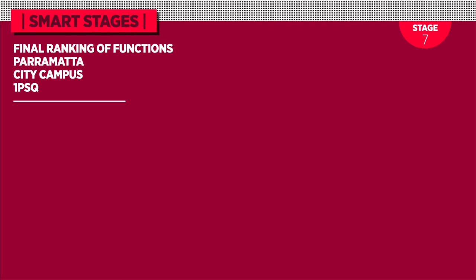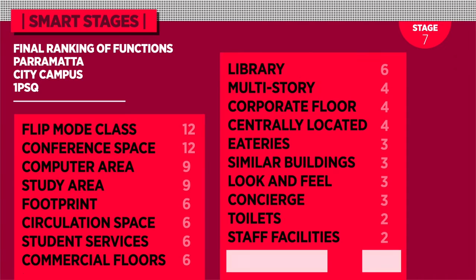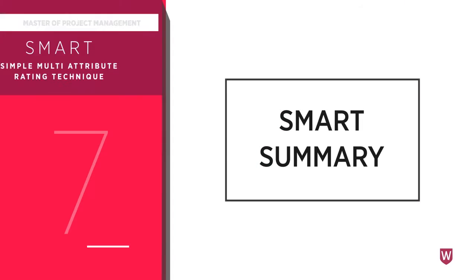Now you can identify which function of the building is more important and what is less important. This shows the greatest importance is for flip mode classrooms. SMART allows you to identify where there should be the greatest effort in solving the problem analysis. Greater focus and attention should be provided in resolving higher rank functions, meaning you spend more time and money on them and lesser effort on other lower ranked functions.